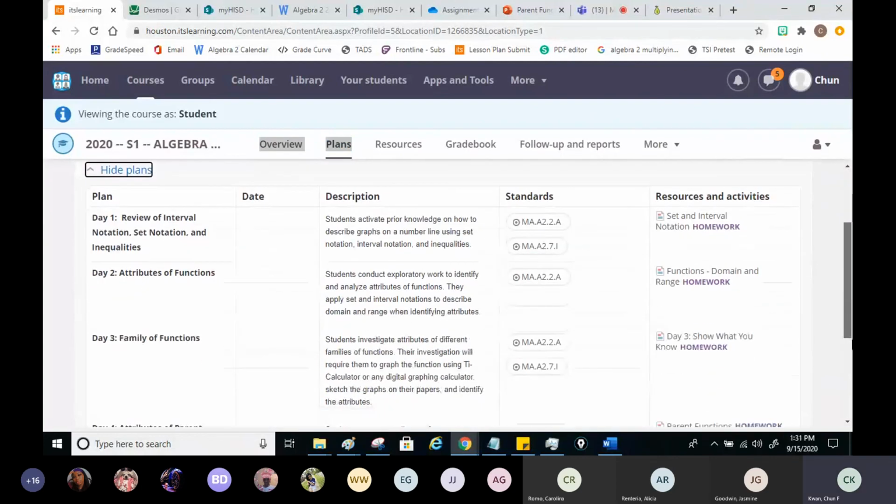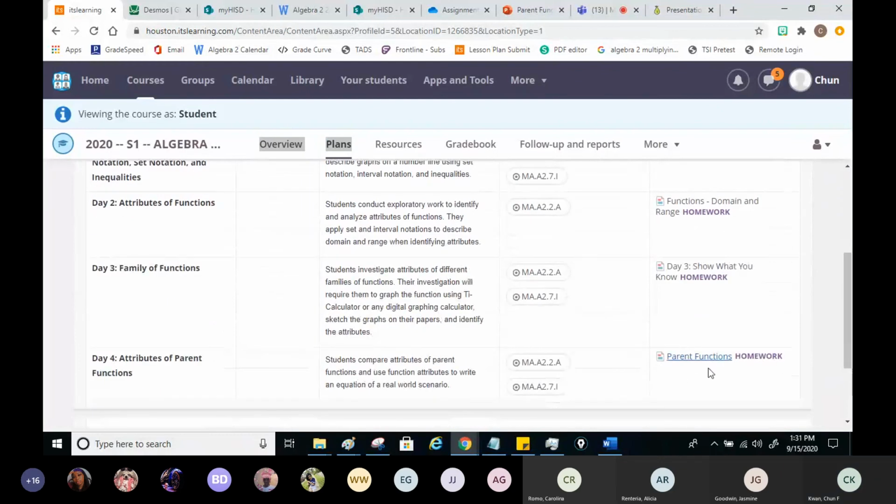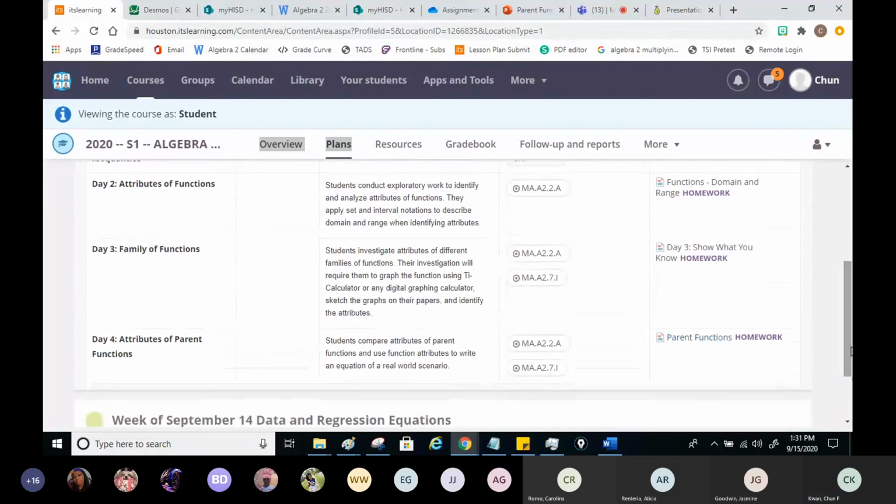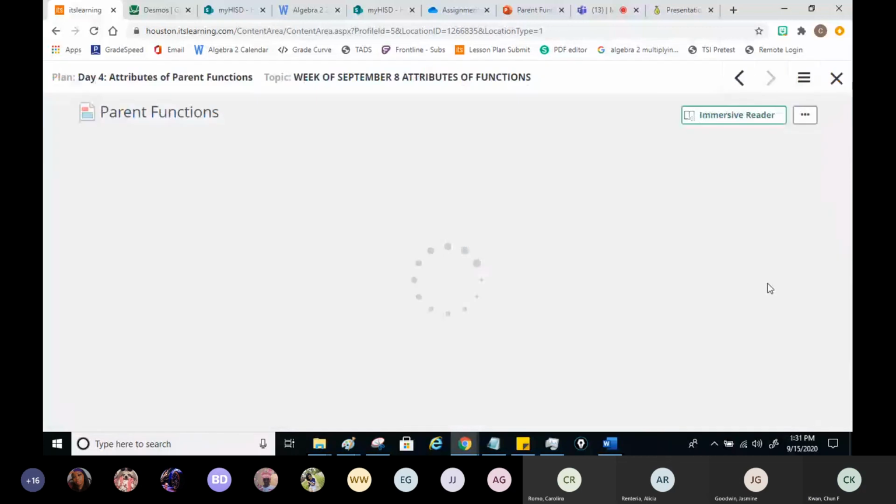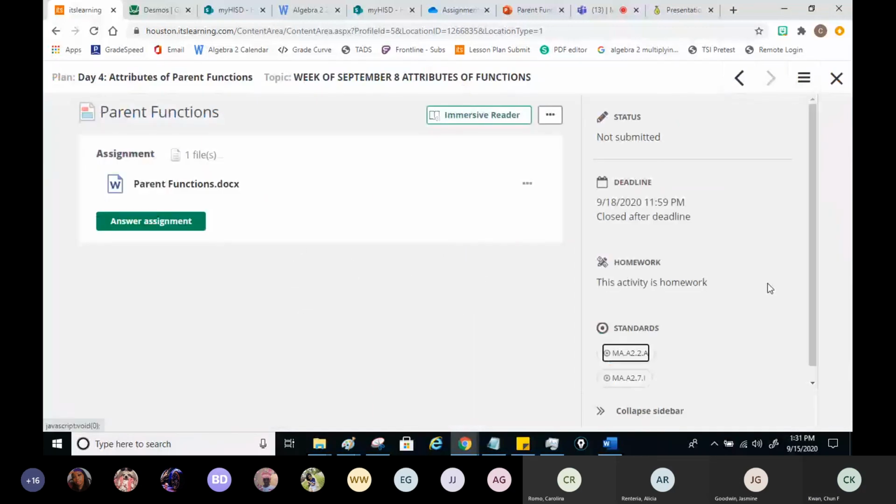You will go down here to parent function. So don't worry about this one, okay? Go to parent function. And then you will download it right here. When you click this, you download it. After you finish downloading, you will finish it on your laptop and then upload it to the hub. So once again, do not send it to my email. Upload it to the hub.